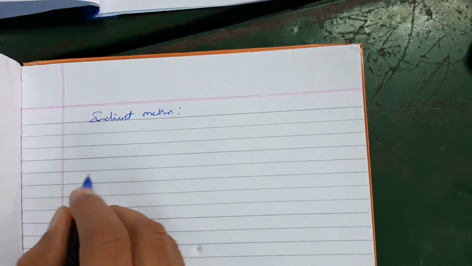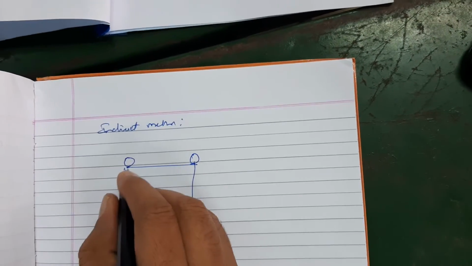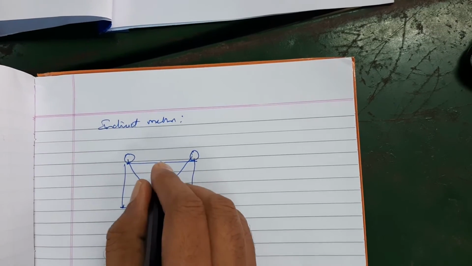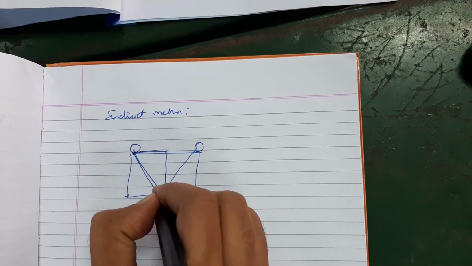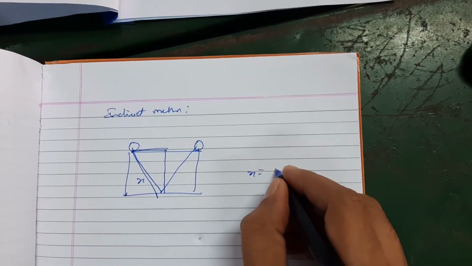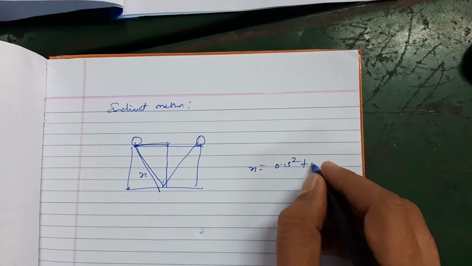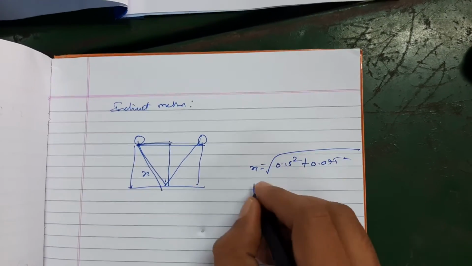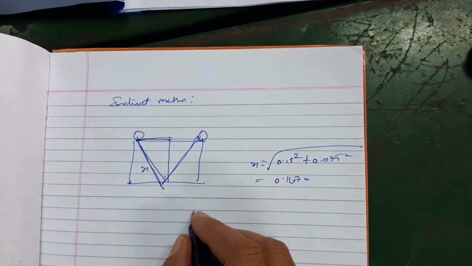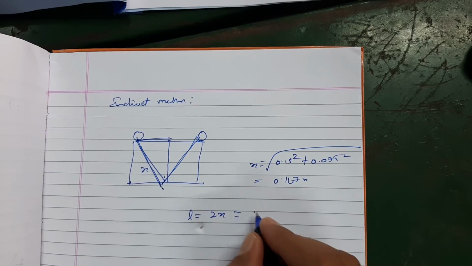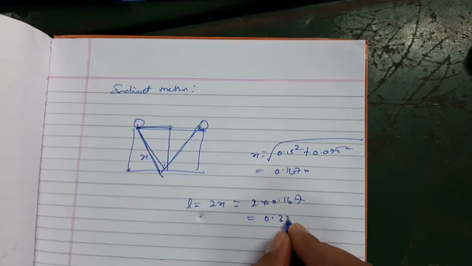Here in the indirect method, we are placing it like this, and it will reflect like this. So the distance traveled will be equal to 2x. This value x is the square root of 0.15 squared plus half of that, 0.075 squared. You will get 0.167 meter. So length equals 2x, which is 2 into 0.167, that is 0.335 meter.